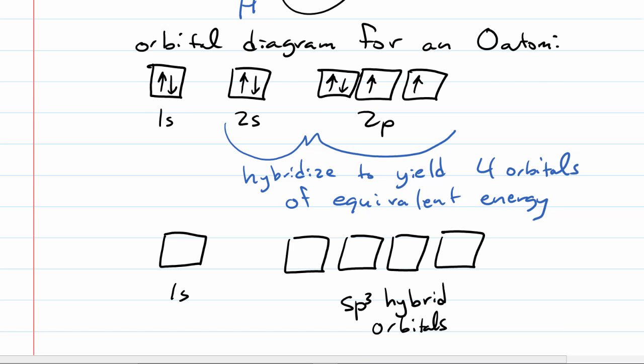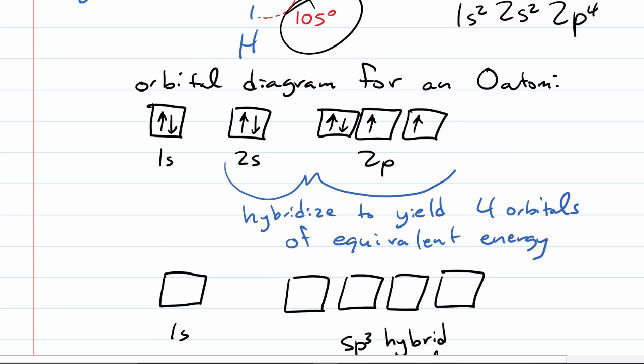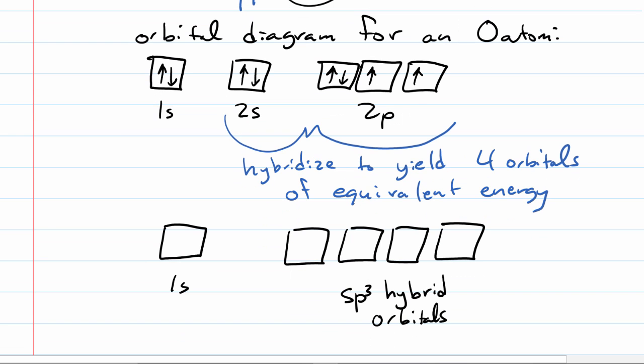Now the label sp3 hybrid orbitals, that is how we come up with sp3, refers to the number of orbitals of each type we use to make up these hybrids. There's no superscript on this s, so the implied superscript is 1. What this tells us is that these are made up of 1 s orbital and 3 p orbitals. In other words, we took 1 s and 3 p's and hybridized them to make these 4 orbitals of equivalent energy.